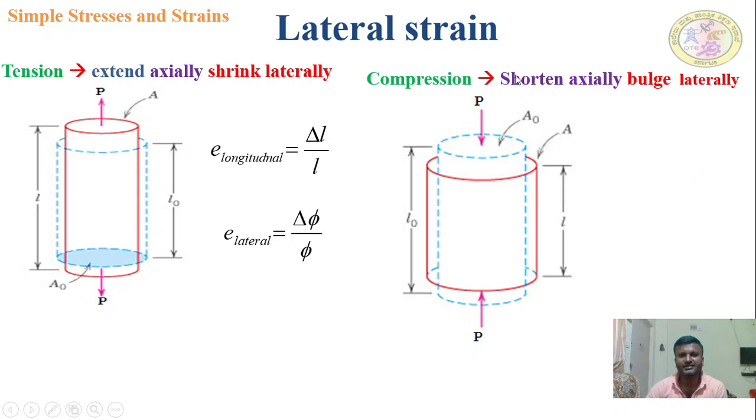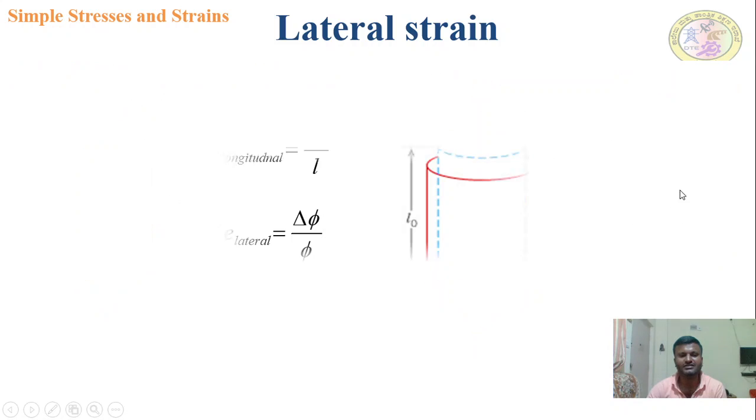When the compression shortens it axially, that is, the length decreases, but it will bulge in the outward direction, so in the lateral direction the diameter is going to increase. Okay, longitudinal strain E longitudinal is equal to delta L by L, and lateral strain E lateral is equal to delta phi by phi, so change in diameter divided by original diameter.